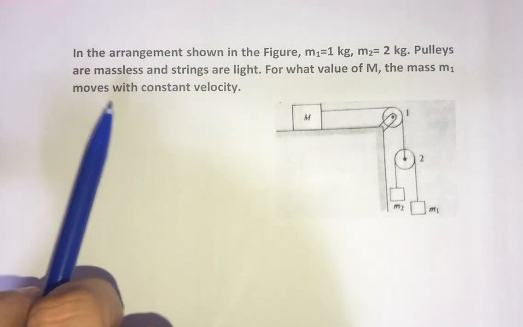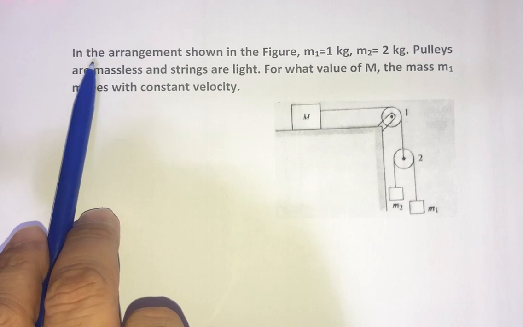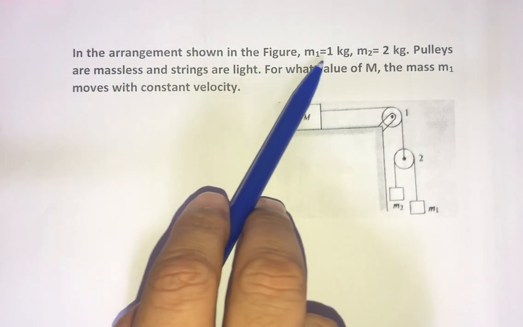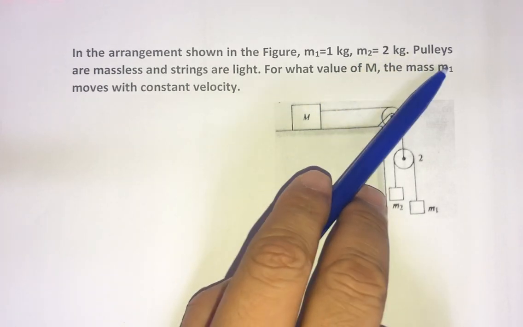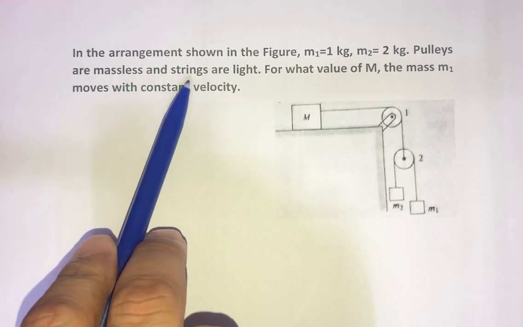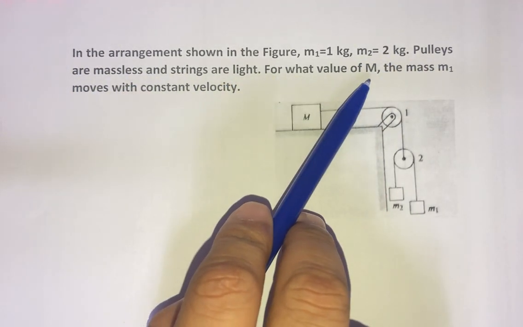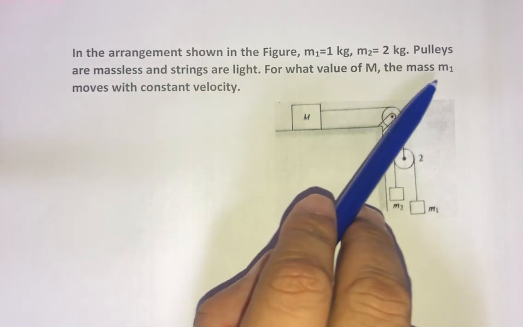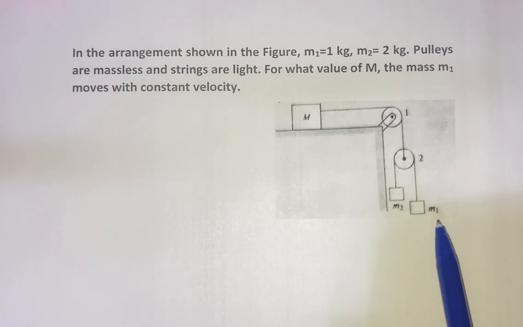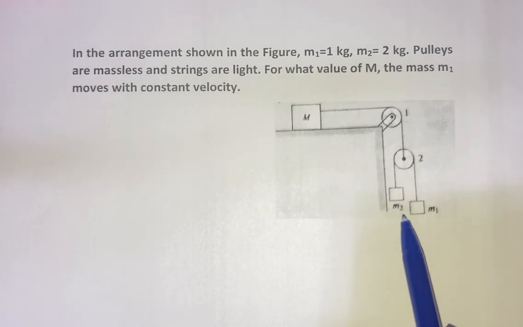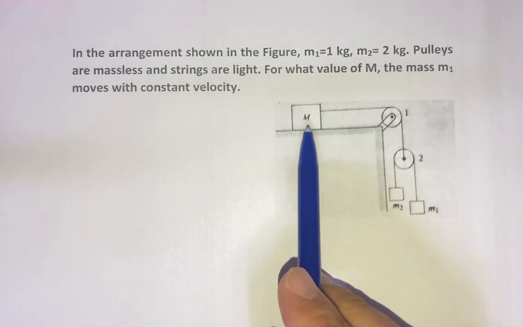Hello friends. So in today's question, in the arrangement shown in the figure, M1 is 1 kg and M2 is 2 kg. Pulleys are massless and strings are light. For what value of capital M does the mass M1 move with a constant velocity? So we have three masses M1, M2 and mass capital M.